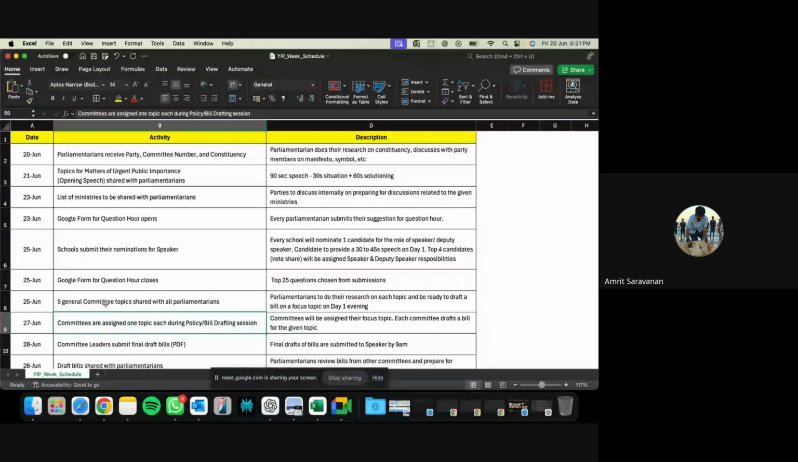Either the minister can choose to respond. Most likely the question would be directed at the minister, but in case the minister would like someone else also to respond to this, that can also happen. But that will again involve good coordination from your party side.